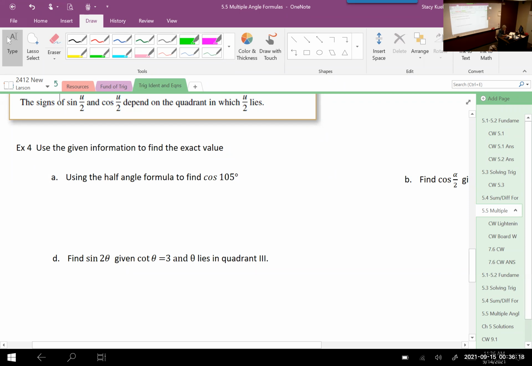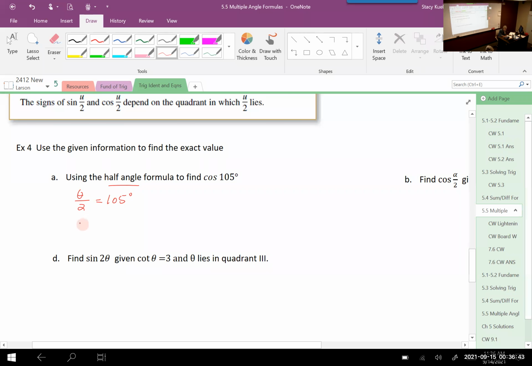So when we're thinking about this half angle, the way that I'm thinking about this, because I'm told I want to use the half angle, I know that the half angle, theta over 2, is equal to 105 degrees. That's what I'm looking at here, okay?